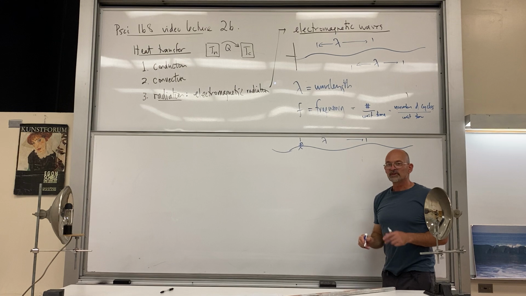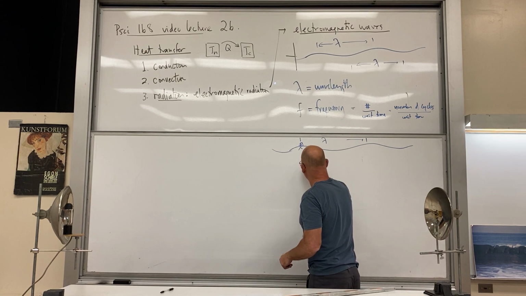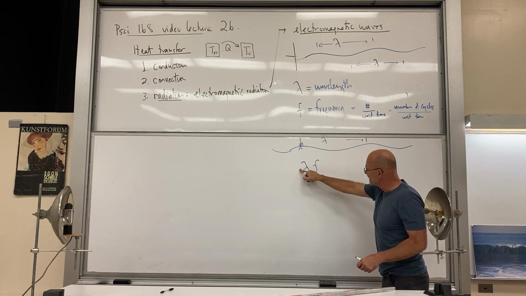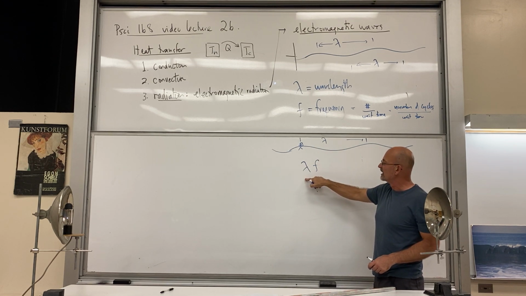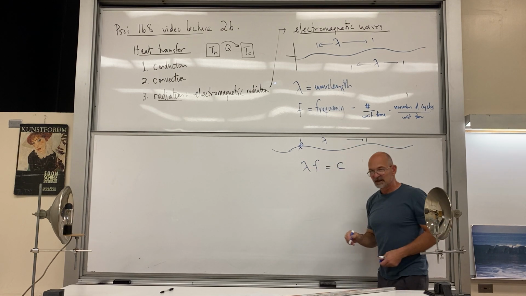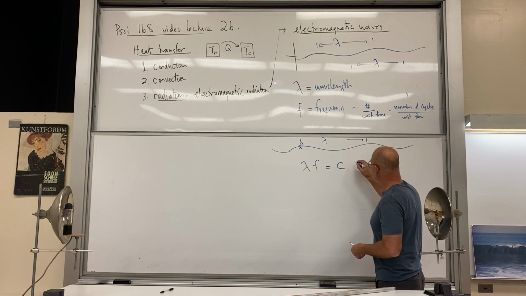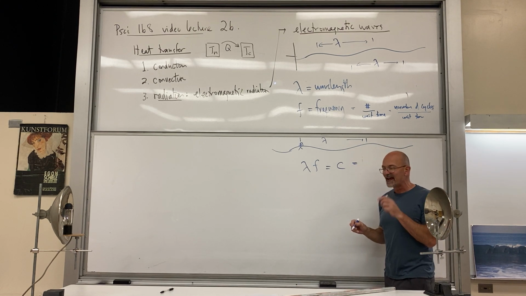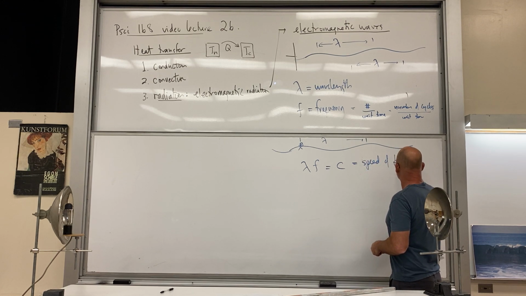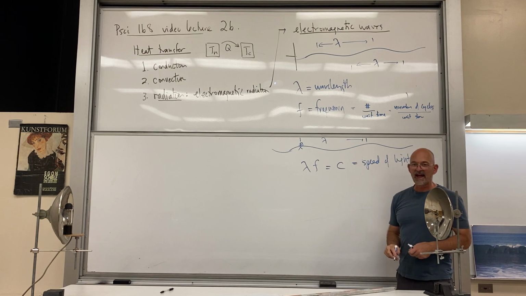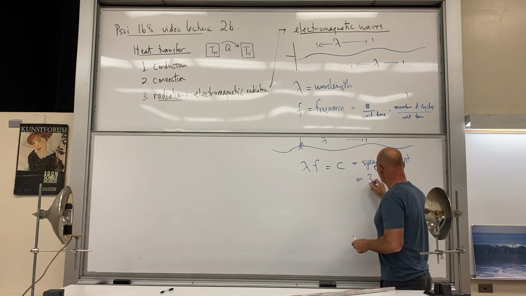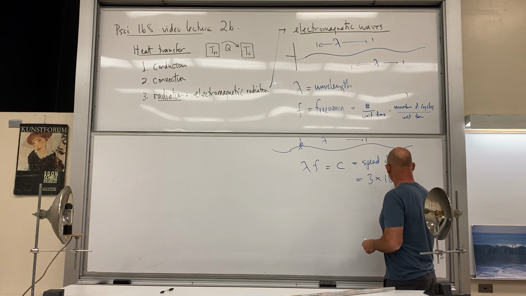So what happens if you multiply these two together, lambda times f? You've got a wavelength times the number divided by time, so you have a length over a time, which is equal to the wave speed. And c, in the case of electromagnetic waves, is actually the speed of light. And the speed of light is enormously fast. It's 3 times 10 to the 8 meters per second.